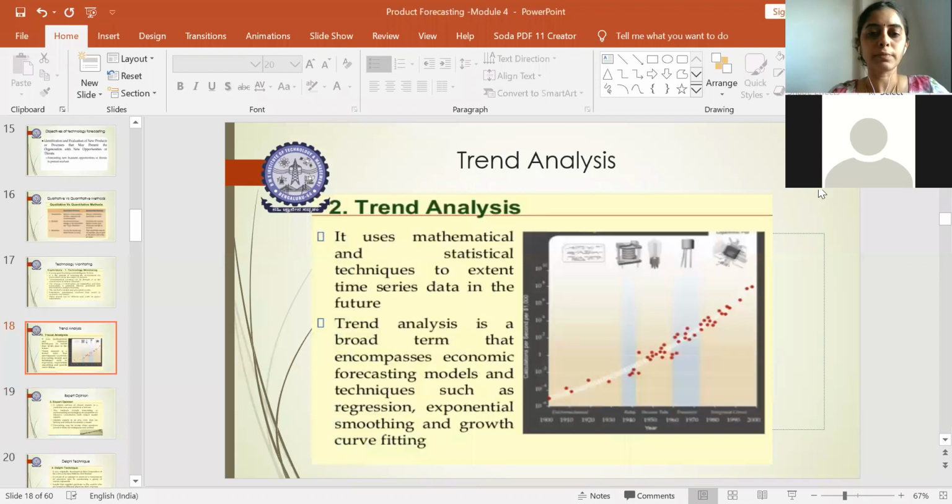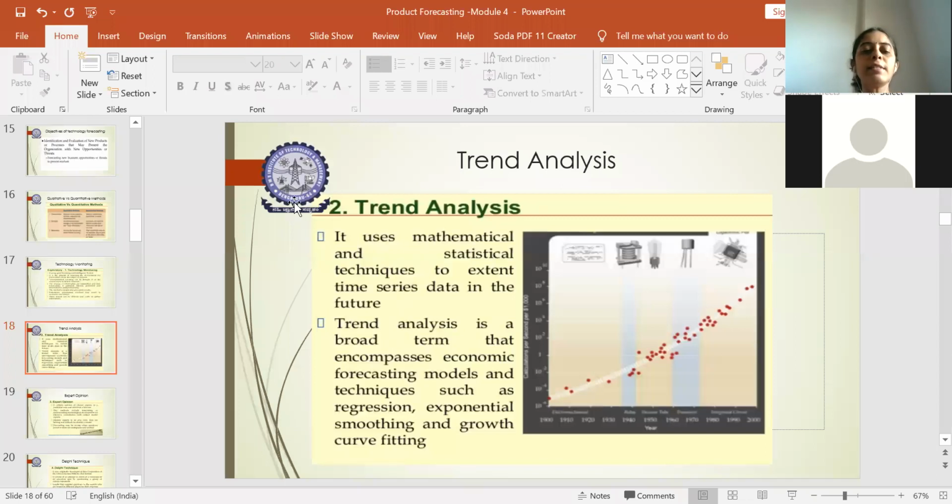So the next part in exploratory technique is trend analysis. You should be able to always analyze how the trend of a given product is. It uses mathematical and statistical techniques. Without using this, you cannot extend the data and draw a graph for analyzing the trend. It helps in extending the time series data related to the future. So even the future could be predicted, or until the existing year also, how the trend of the growth of a particular product is can be analyzed.